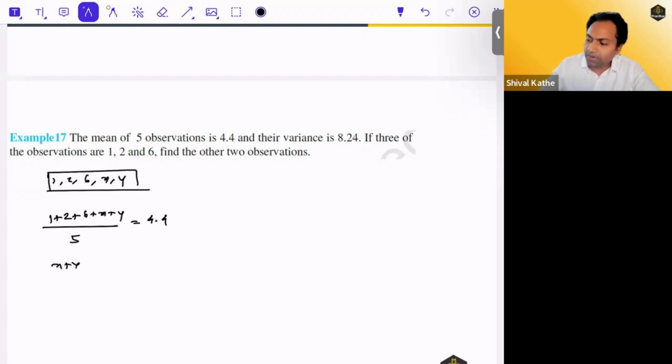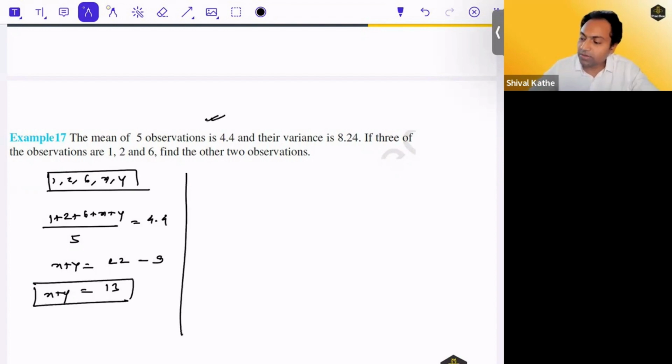So x plus y is nothing but 22 minus 9. So this is going to become 13. Now please check my calculation and let me know if I'm doing something wrong. So this is what we got from the first idea.